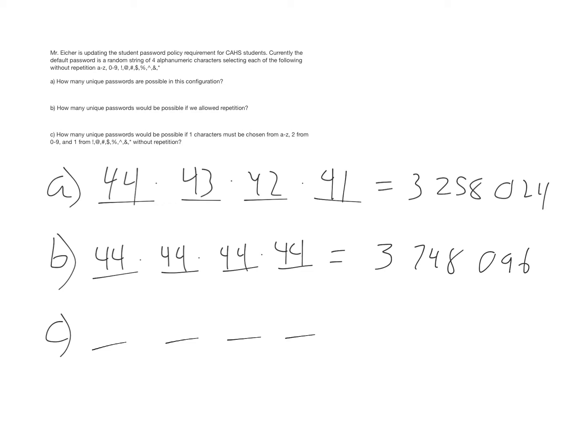Now, how many options do I have for that first thing that I choose? Well, let's say that I'm going to choose my letter first. So I've got 26 options. Then I'm going to choose my numbers. Well, there's 10 options. Again, though it's without repetition, so now my second number, I only have 9 options. And then my special character, and there are 8 of those. So once again, I just multiply these things together, and I get 18,720.